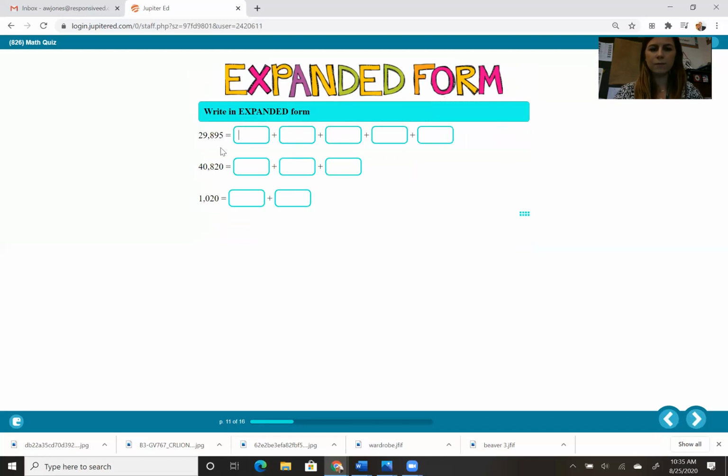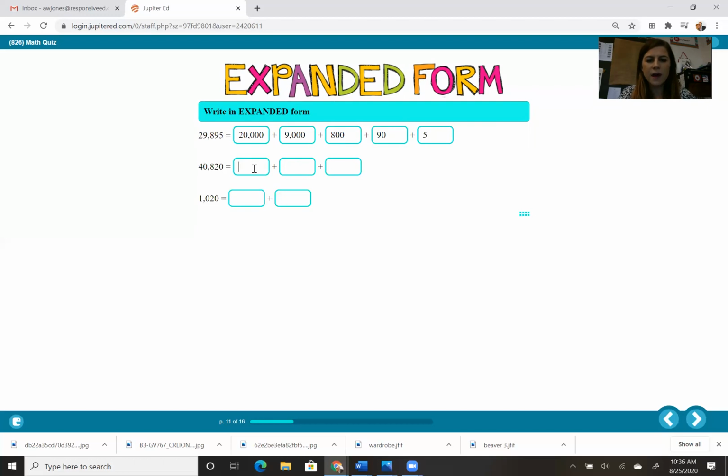All right, now our expanded form. So we made it a little easier because we had a blank for each place value, so you knew how many you had to spread apart. The first number, 29,895, you have a digit in every single place value. So let's start with the biggest place value. The 2 is in the 10,000s place value, so it has a value of 20,000. The 9 is in the thousands place, so its value is 9,000. The 8 is in the hundreds digit, so it has a value of 800. The 9 is in the tens digit, so it has a value of 90. And the 5 is in the ones digit, having a value of 5.